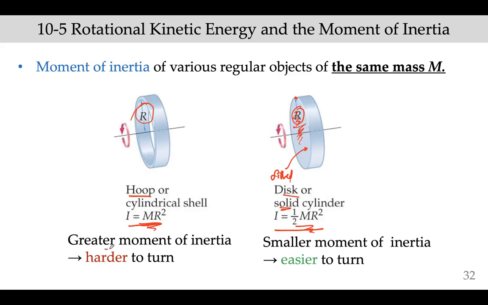So what does that mean? What happens if moment of inertia is greater? If you remember, it means it's harder to turn it. So it's harder to turn a hoop than a disk, given that they have the same mass. Of course, if masses are different and r's are different, then I's will be different. So we are comparing the case where the mass is the same and r is the same for these two objects. Now what happens to the moment of inertia? Well, just because of the geometry, just because of the mass distribution, you get these different prefactors.